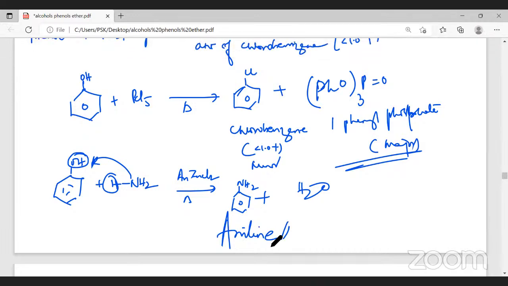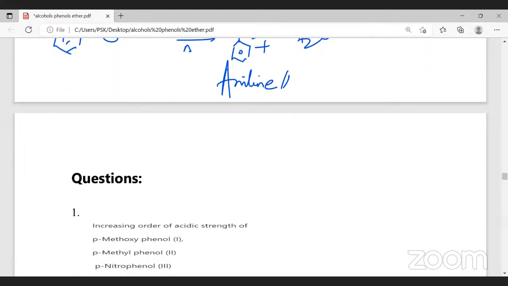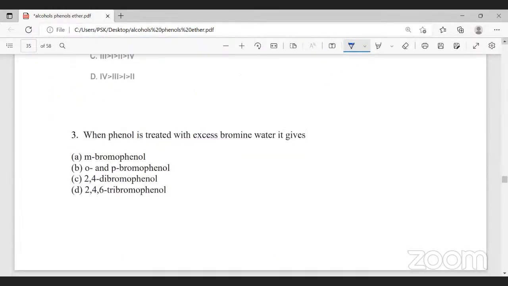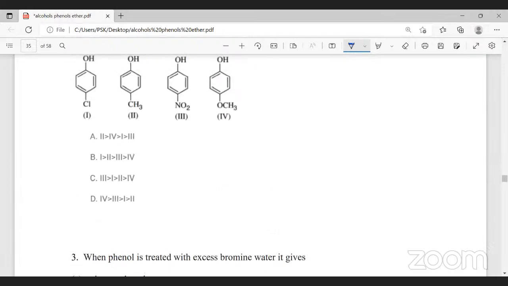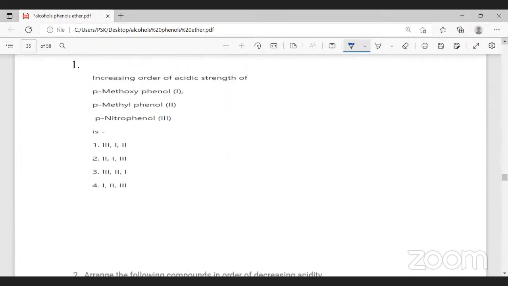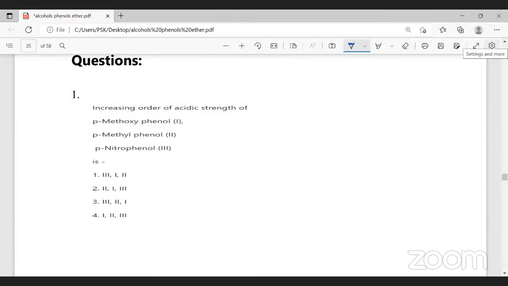So these are the reactions of phenol. I think we have learned the reactions of phenol, bromination, nitration, and the products also. Now we will learn some of the questions based on phenol. The first question is: the increasing order of acidic strength of paramethoxyphenol, paramethylphenol, and paranitrophenol.